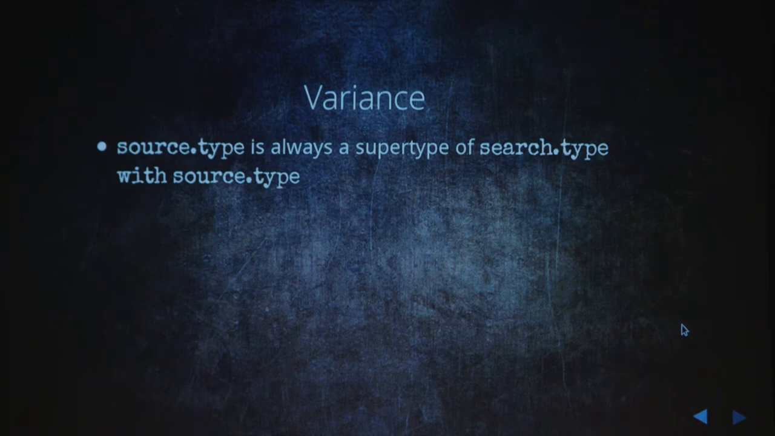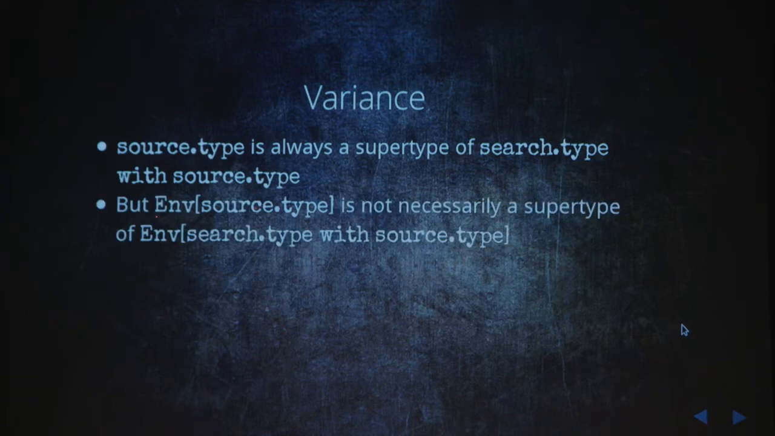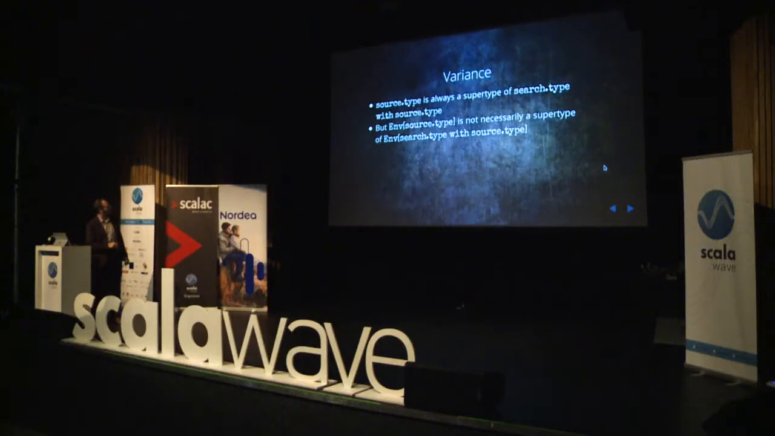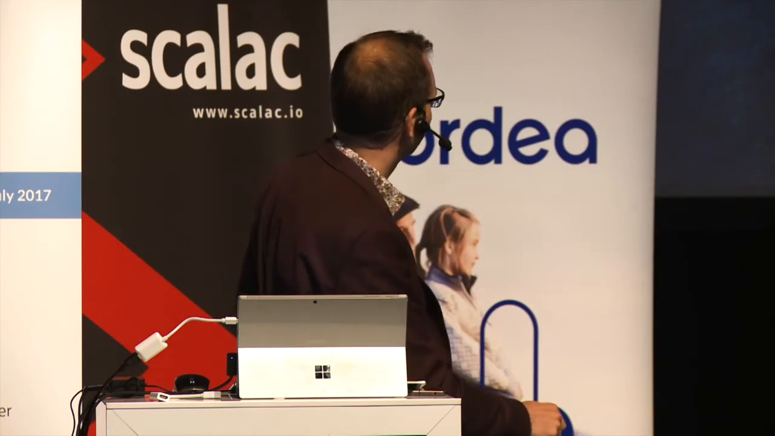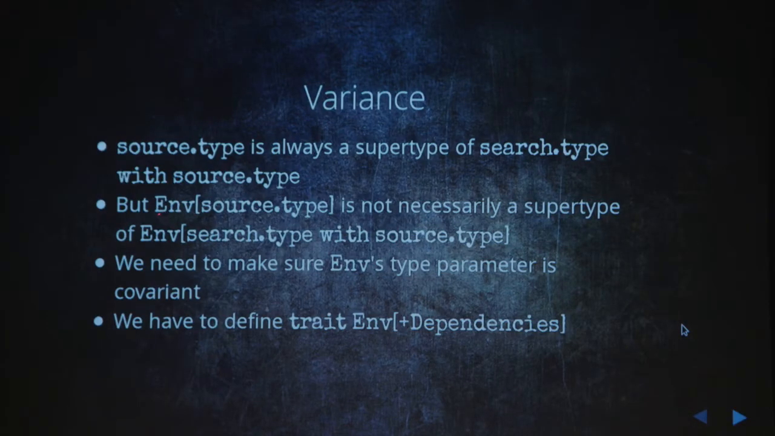Variance involves some number of bit flips in your head to reason about it, and counting is difficult. But we're going to use variance to ensure that the type parameter of Env has the same subtyping relationship whether it's wrapped by Env or not. So remember that source.type is a supertype of search.type with source.type, and if you wrap each of those in Env, by virtue of the covariance of Env, like this plus here, we ensure that Env of source.type is a supertype of Env of search.type with source.type. So this is something we need to do to make this work.